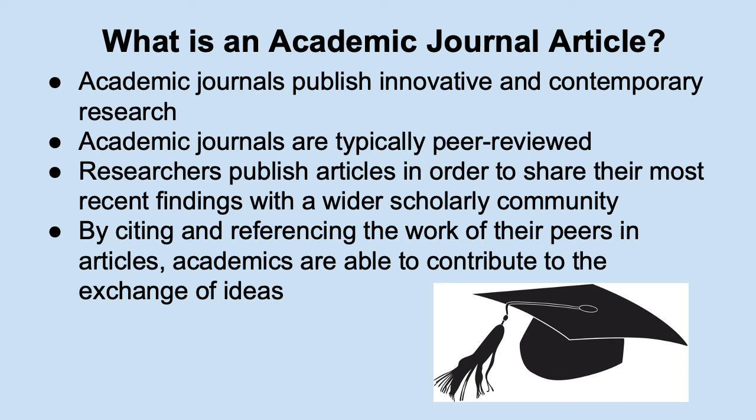Following with this, researchers publish articles in order to share their findings with the wider scholarly community. So they want to publish what they're working on so that other researchers can engage with and use and cite their research. Furthermore, by citing and referencing the works of their peers in articles, academics are also able to contribute to the exchange of ideas. So if an academic publishes a journal article and cites or references a colleague or another person working in the field, they're showing how their research builds on or is aligned with someone else's research.